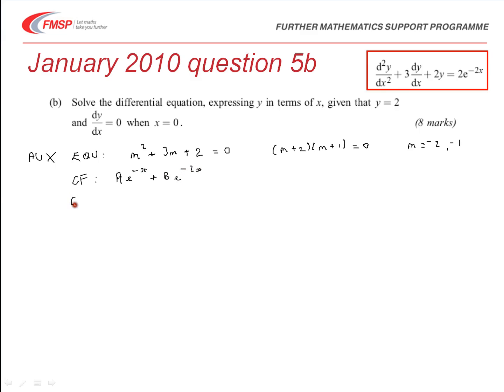And that then gives us our general solution, because our general solution is made up from the complementary function plus the particular integral. So that will be equal to a e^(-x) + b e^(-2x) minus the 2x e^(-2x) on the previous page.